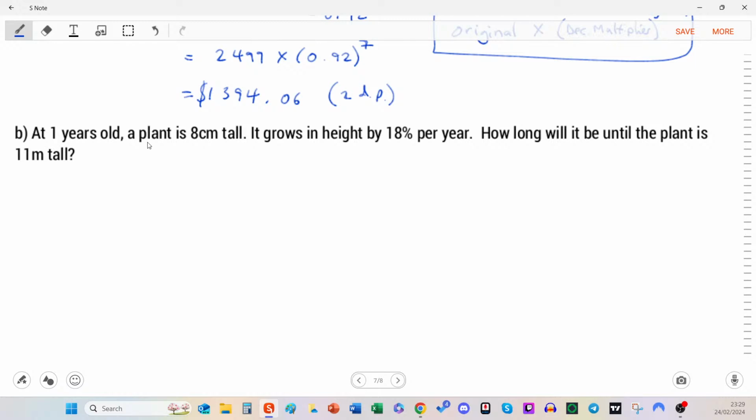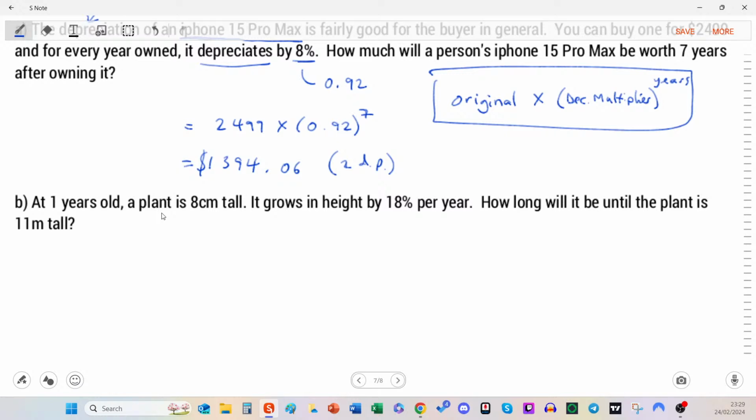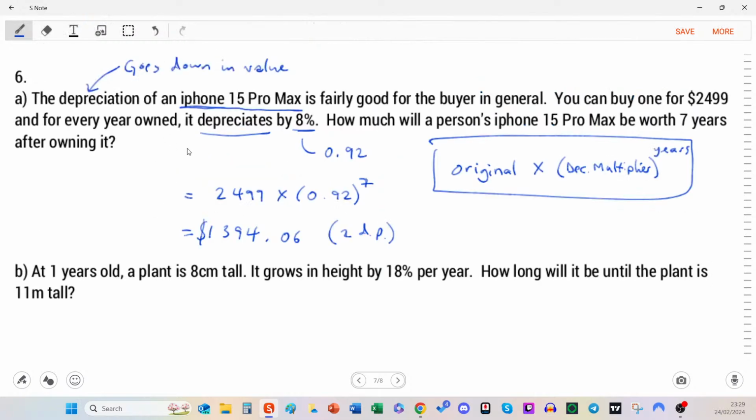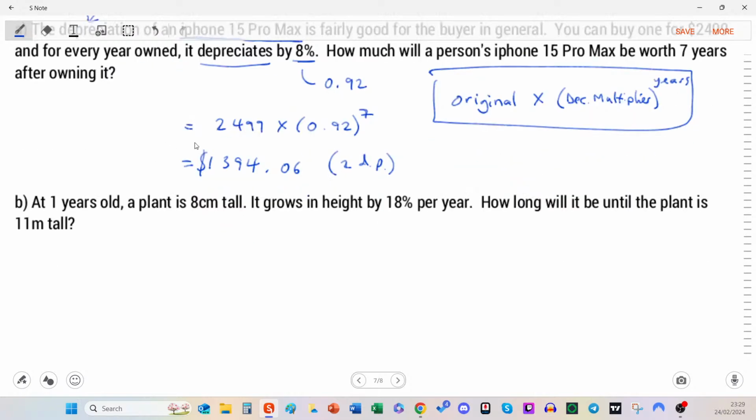So at 1 year old, a plant is 8 centimeters tall. It grows in height by 18% per year. How long would it be until the plant is 11 meters tall? So first of all, we have to appreciate this is a question just like previous. It's compound, because the progress that you make on that percentage increase, it doesn't go away. It stays with the plant. You don't just cut off the growth that happens in that year and then keep going. It stays on the plant and then it builds upon that growth. So the bigger the plant, the faster it grows.